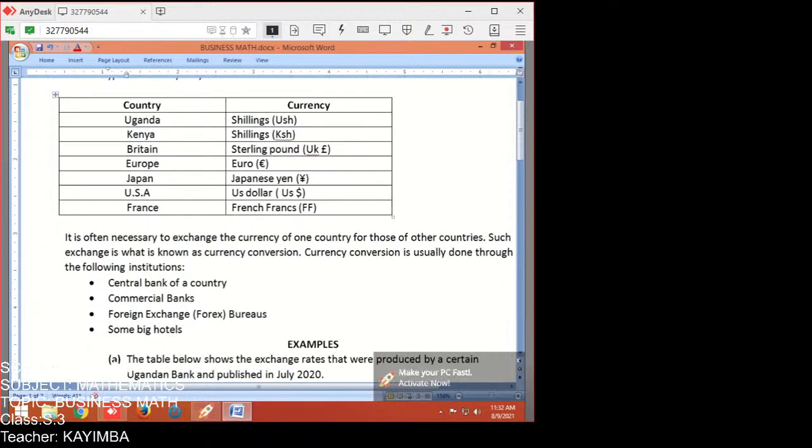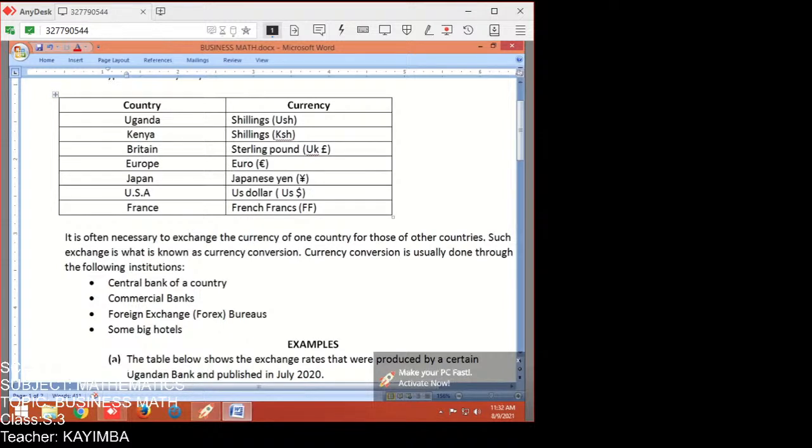That is the central bank of a country. Here the central bank is the Bank of Uganda. I don't know whether you know it. The Bank of Uganda is our central bank. So they do currency conversion from the central bank. It's also done in the commercial banks. When I talk of commercial banks, I'm talking about banks like Centenary Bank, Barclays Bank, Bank of Baroda. Is Barclays Bank still there? Not here anymore. Bank of Baroda.